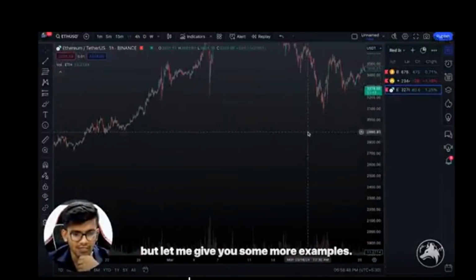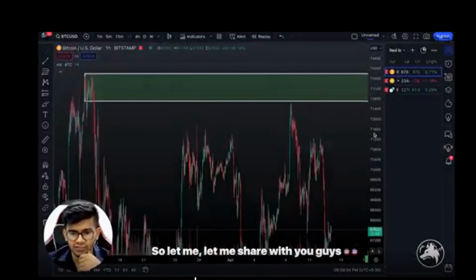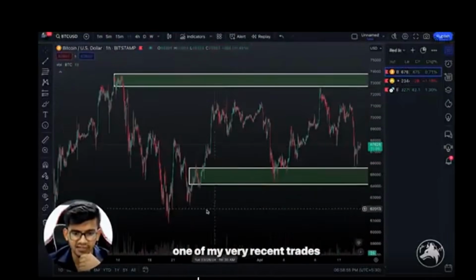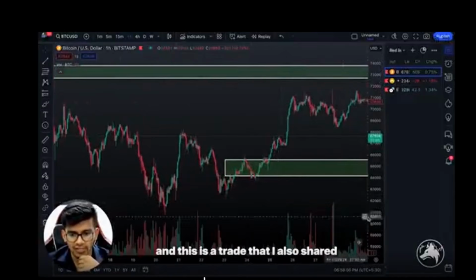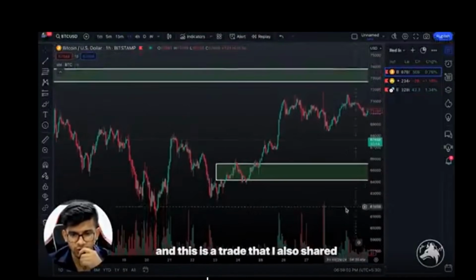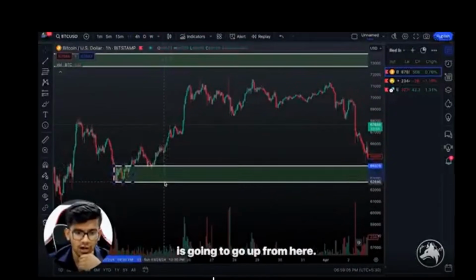But let me give you some more examples. Let's go to Bitcoin, for example. So let me share with you guys one of my very recent trades that I took on Bitcoin. All right. So what happened was, and this is a trade that I also shared in my community. I also told everybody that the price is going to go up from here.